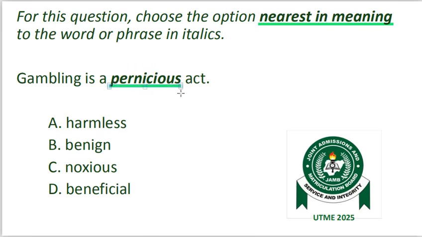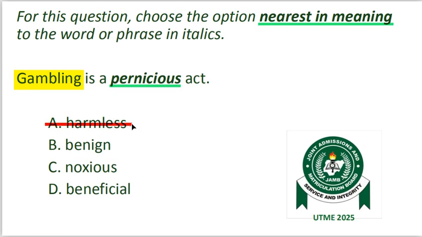The word pernicious, what will it mean, even if we do not know the meaning? But from the context, gambling cannot be a good act. So we know that the word pernicious must have a bad meaning. Actually, the word pernicious means something that causes harm, harmful. A. Harmless. That is opposite in meaning. So it is wrong. Because our instruction says we should look for the one that is nearest in meaning. A is opposite in meaning. So let's eliminate option A.